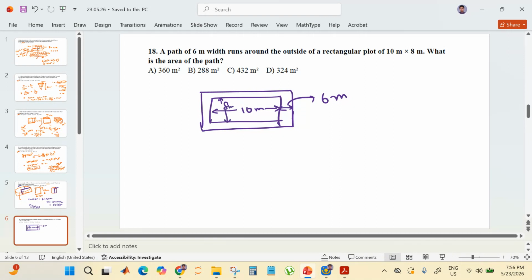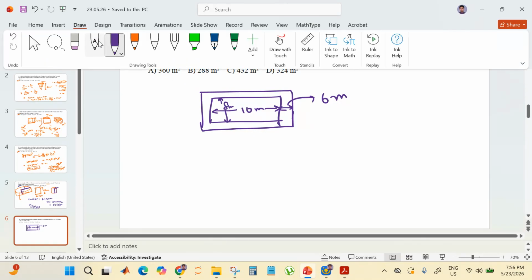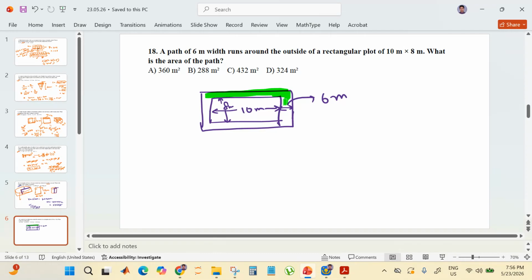So there is a path around the rectangular plot. The path width is 6 meter, and the plot has a length of 10 meter and width of 8 meter. Okay. So what is the area of the path? That means you have to find the area of the shaded one. See, the shaded one means the area of this one. How to find?